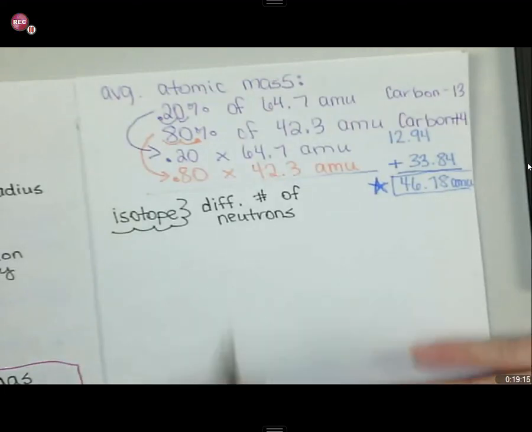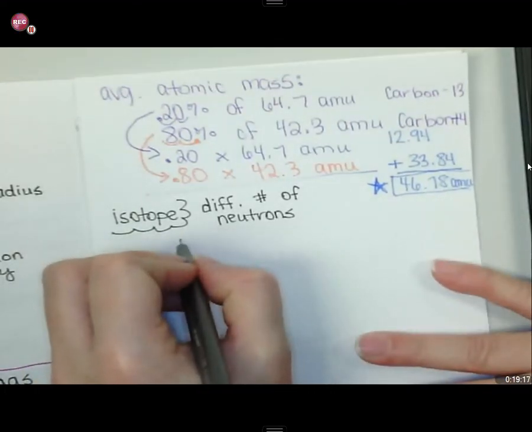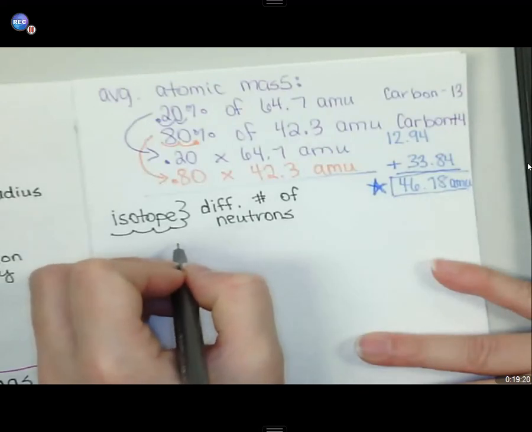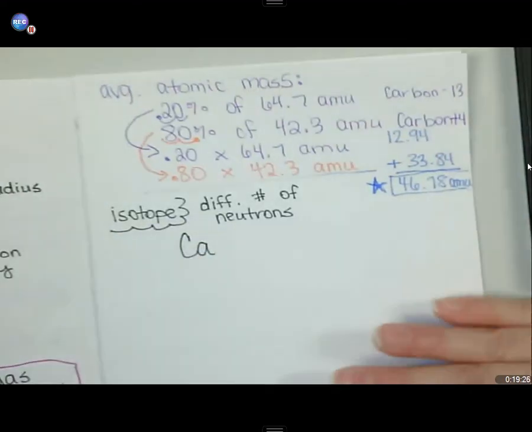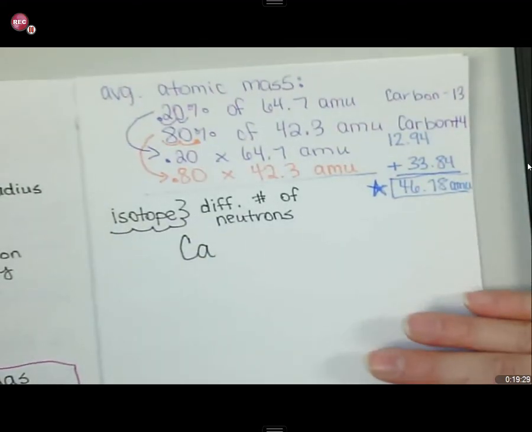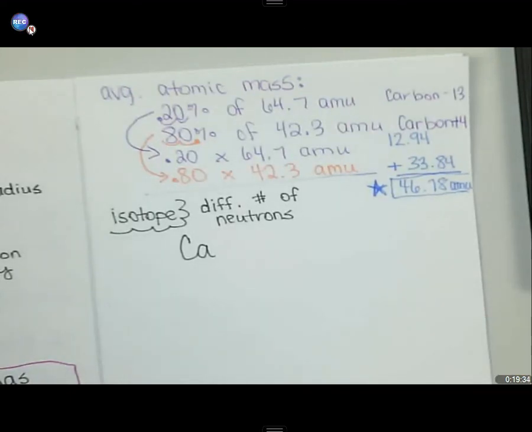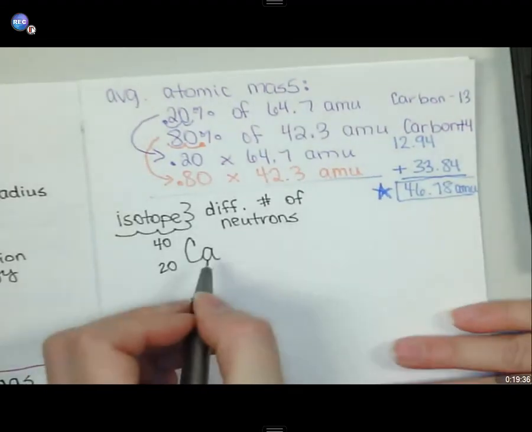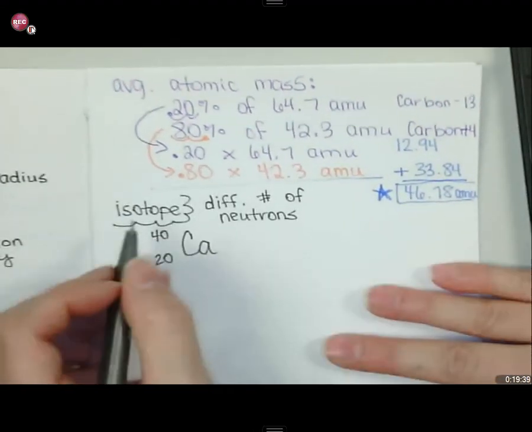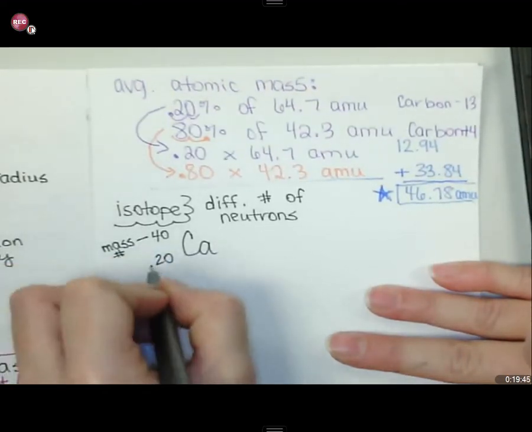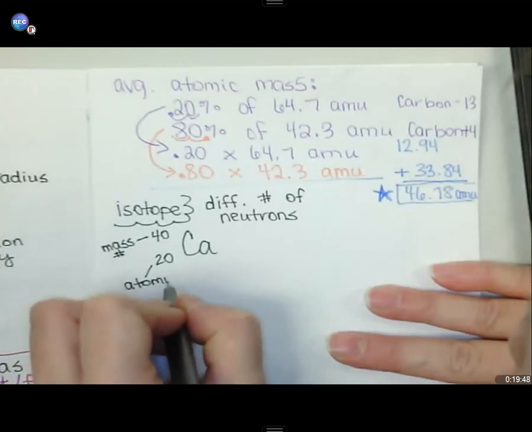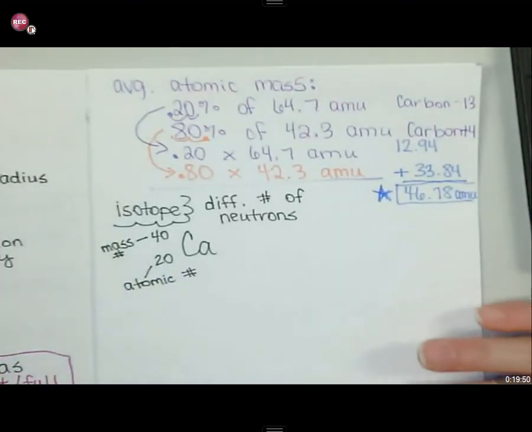And when we have isotope notation, we have the symbol, which is calcium, like Ca. So we have calcium, and then we have the 40 and the 20. The 40 is going to be your mass number, and the 20 is going to be your atomic number. This is your isotope notation, so make sure you get that written down.